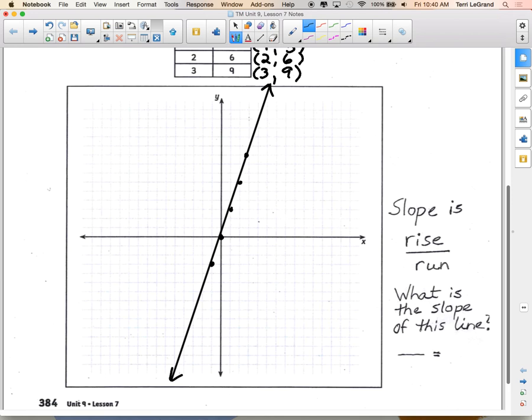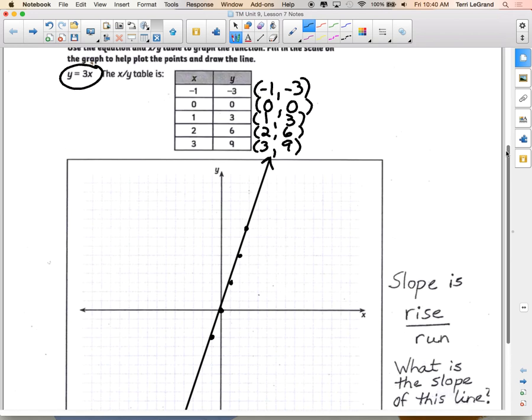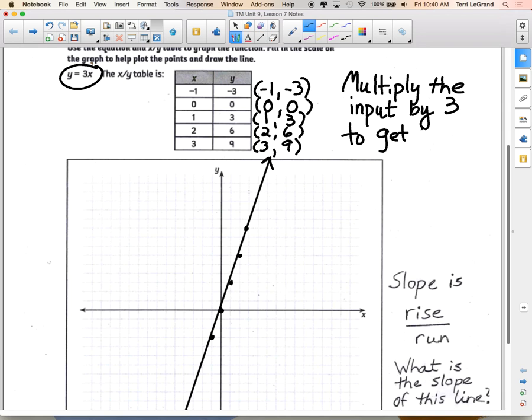There's a rule going on in that equation. Can anybody tell me what the rule in that table is? What do you do to the input to get the output? Okay, let's write that over here. There's always a rule. Multiply the input by 3 to get the output.